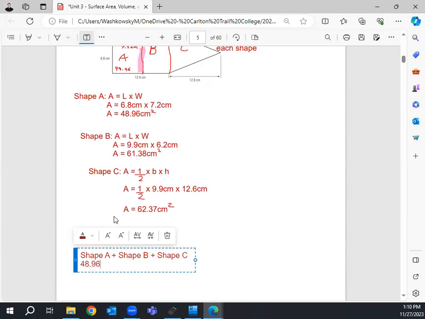So 48.96 centimeters. And again, this is a really long way of doing this. You don't need to go to this level of detail. You might just punch it in your calculator and be like, shape C is 62.37. So you might just say shape A is this, shape B is this, shape C is this. No work, that's okay. And then you just write shape A plus B plus C equals, boom, final answer. That's okay. I'm writing out all the steps because it's an example. This is one of those places where you definitely can shorthand it a little bit.